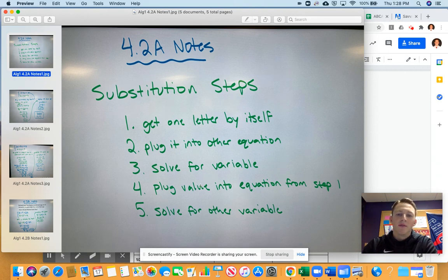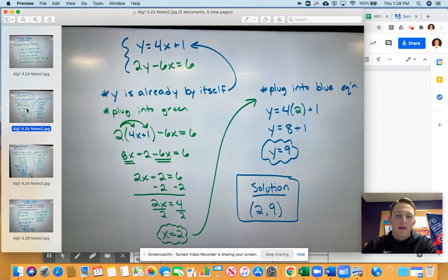We're going to plug in the value into the equation. So once we find the answer in step 3, we're going to take that number and plug it right back into the original equation. And then we are going to solve for the other variable. So let's take a look here at our first example.